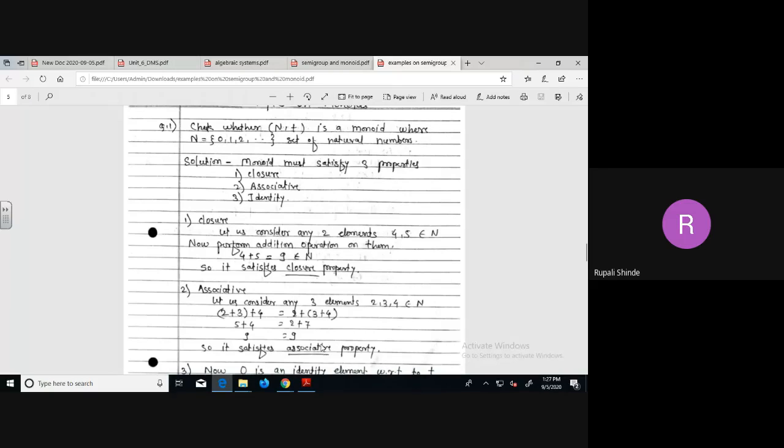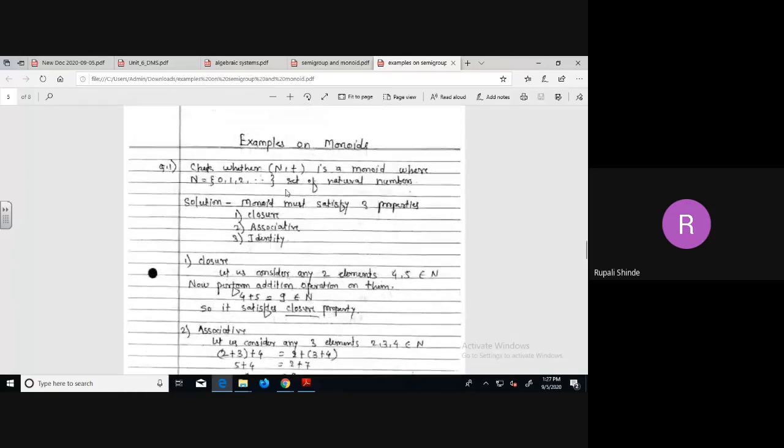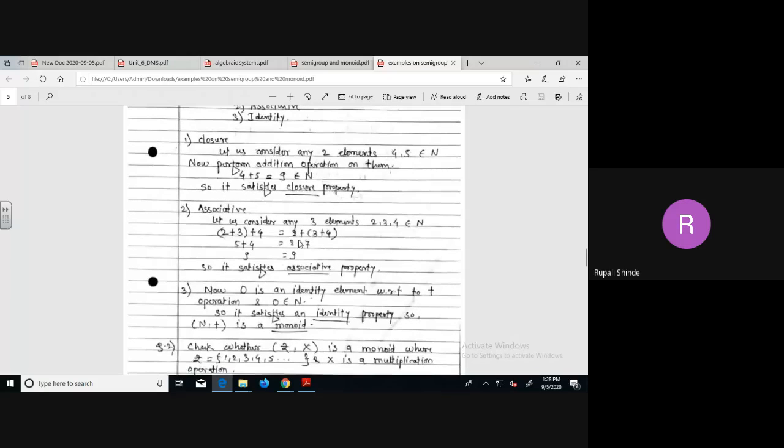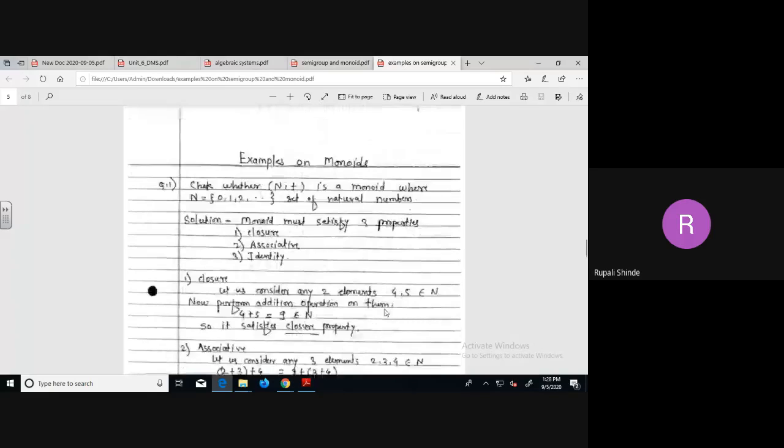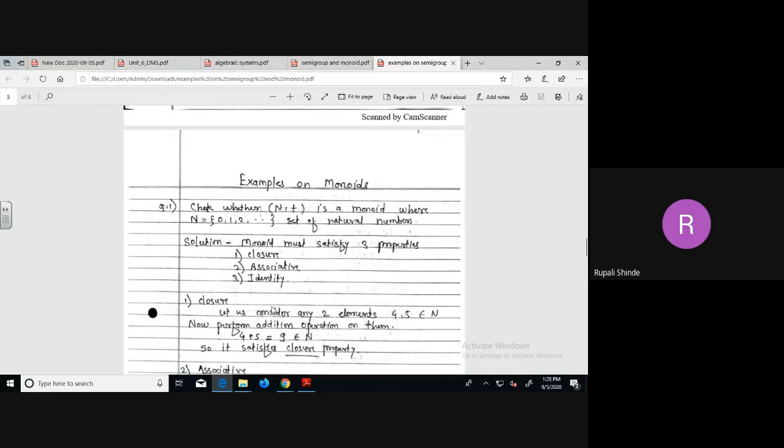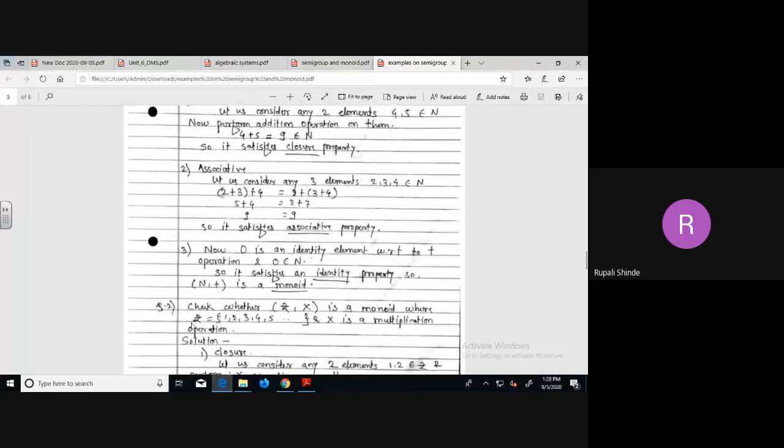Now just the last property is remaining, and that is for an identity element. Here this operation is a plus operation, so we can choose 0, because 0 is an identity element for this plus operation and 0 belongs to N. So whatever identity element is required for a monoid, that is present in this given set. That's why we can say that this satisfies the identity property. So this given algebraic system is satisfying closure, associativity and identity property. That's why this is a monoid.